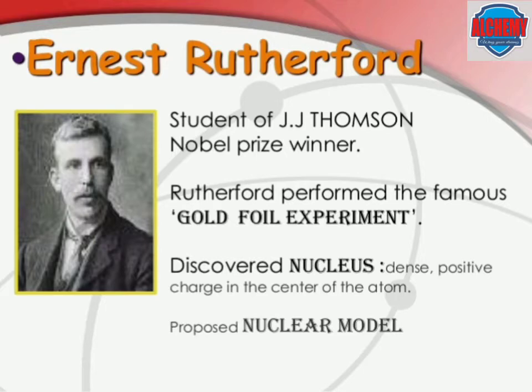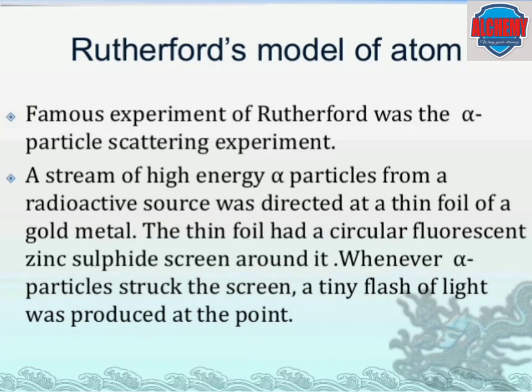Later, Ernest Rutherford, the student of J.J. Thomson, proposed the Rutherford model of atom based on his gold foil experiment. The famous experiment of Rutherford was the alpha particle scattering experiment. In this experiment, a stream of high energy alpha particles from a radioactive source was directed at a thin foil of gold metal. The thin foil had a circular fluorescent zinc sulfide screen around it. Whenever alpha particles struck the screen, a tiny flash of light was produced at the point.